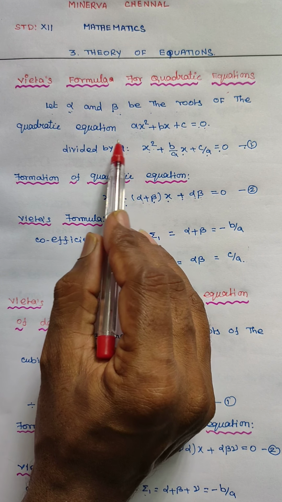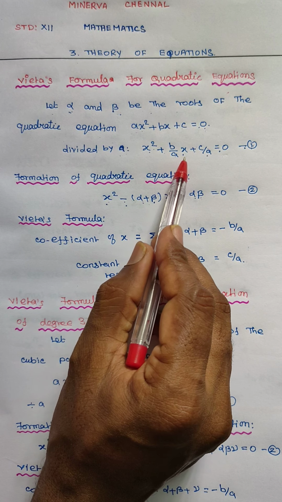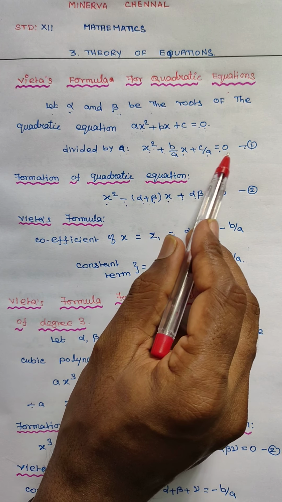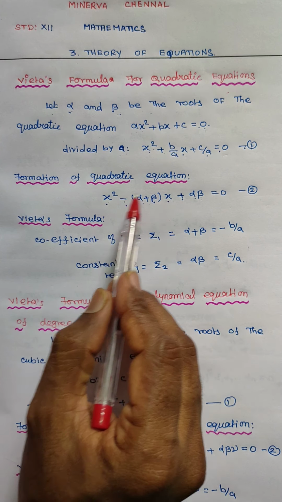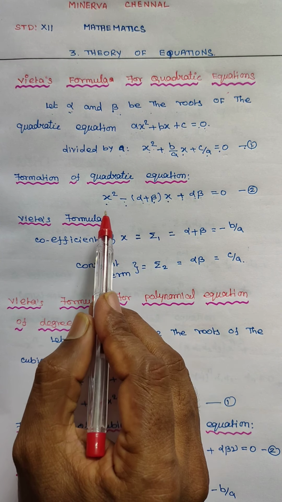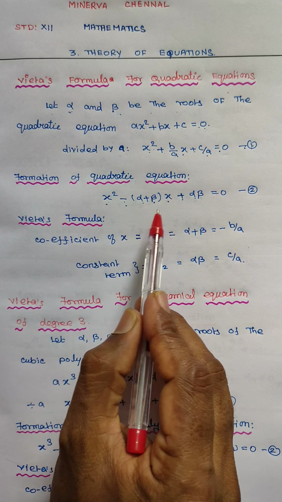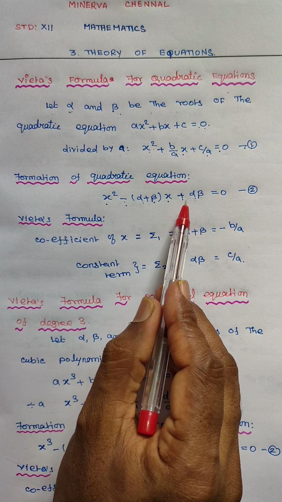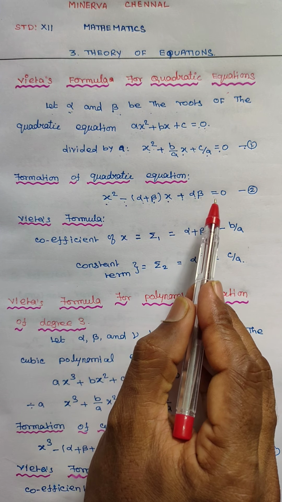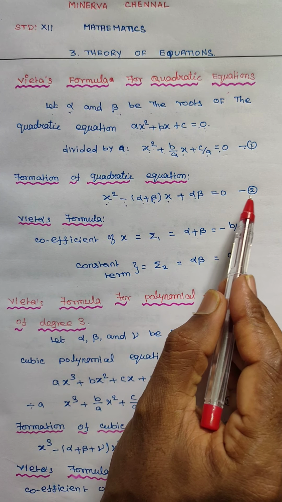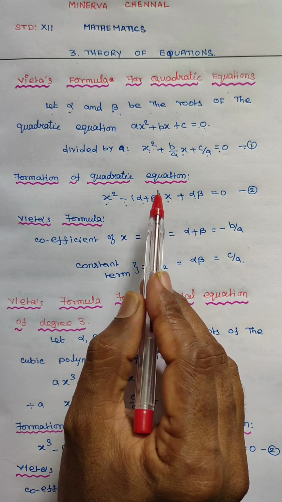So this equation divided by a, we get x square plus b by a into x plus c by a equal to 0. This is equation number 1. Next, formation of quadratic equation: x square minus alpha plus beta, that means sum of the roots, into x plus alpha beta, that means product of the roots, equal to 0. This is equation number 2. This is the formation of a quadratic equation.